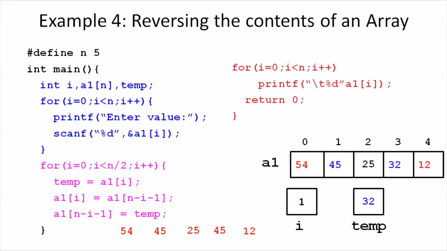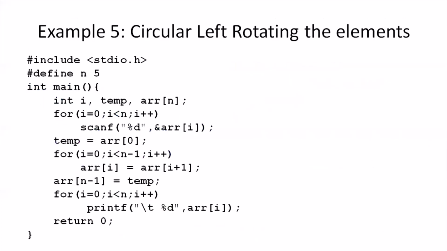For i equal to 0, the first and the sixth element will get swapped. For i equal to 1, the second and the fifth element will get swapped. And for i equal to 2, the third and the fourth element will get swapped. So yes, this code will work for any value of n, irrespective of n being even or odd. In our next example, I will show you how we can left circularly rotate the elements of an array.